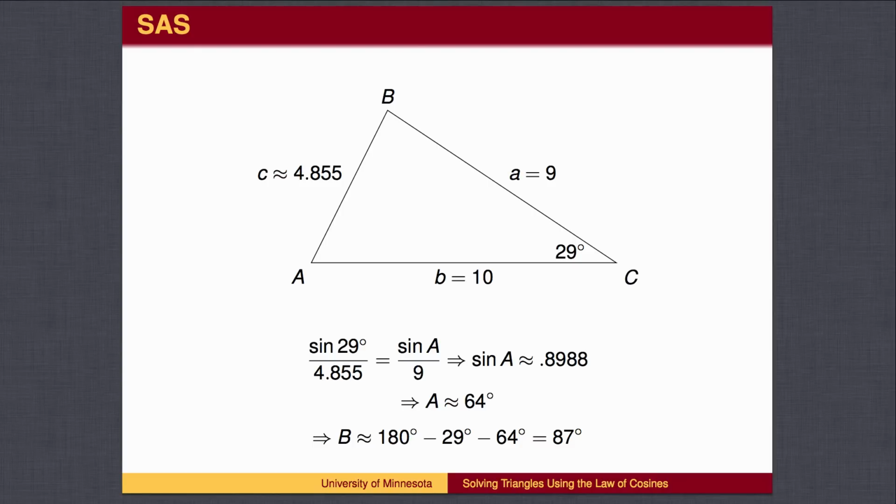This is the best approach when using the law of sines. Find the smallest angles first. Only the largest angle can be bigger than 90 degrees.